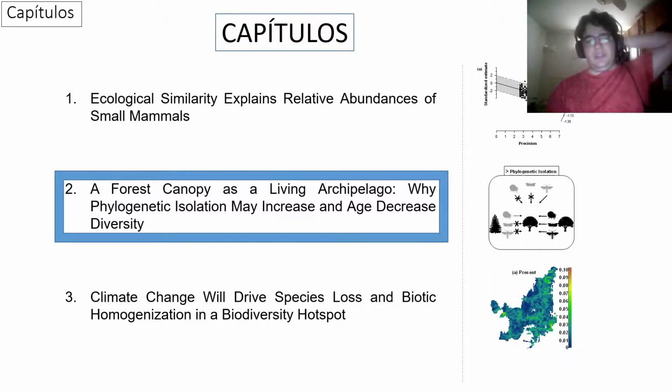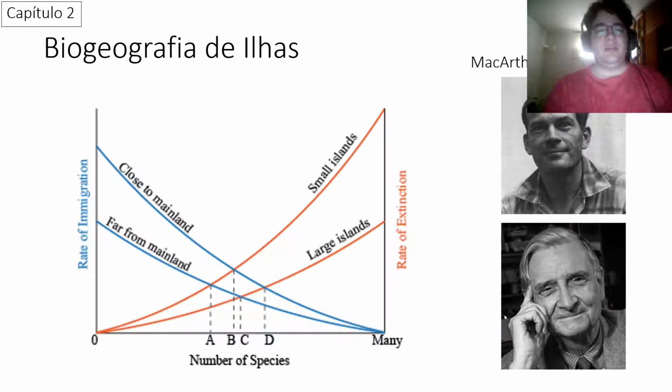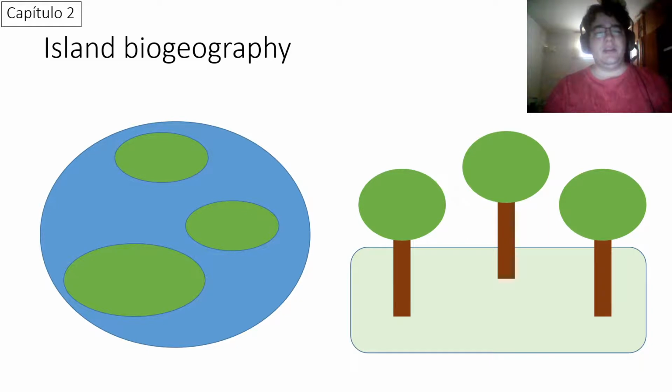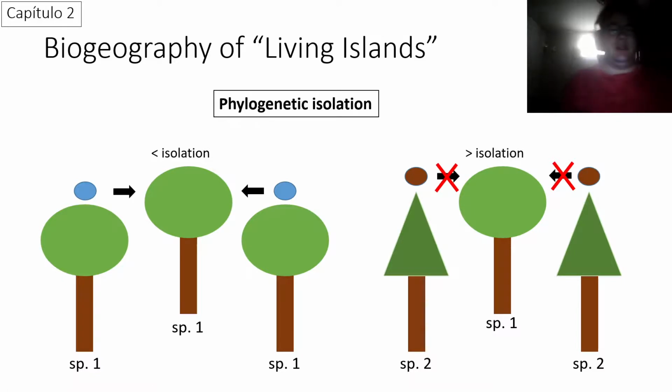Then the second chapter, which is a forest canopy as a living archipelago. Why does phylogenetic isolation increase and age decrease diversity? So we already know about island biogeography, that large islands that are close to the mainland have higher species richness. So island biogeography can not only be related to oceanic islands, but also we can use living islands like trees. So we have the biogeography of living islands, and in regard to that, there's a new type of isolation, a phylogenetic isolation.